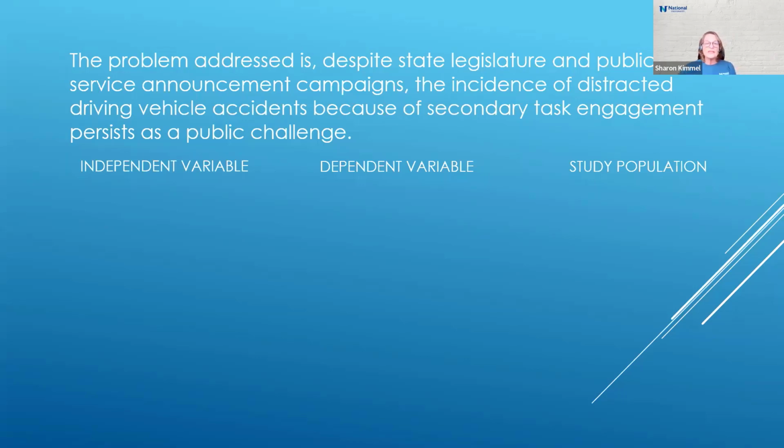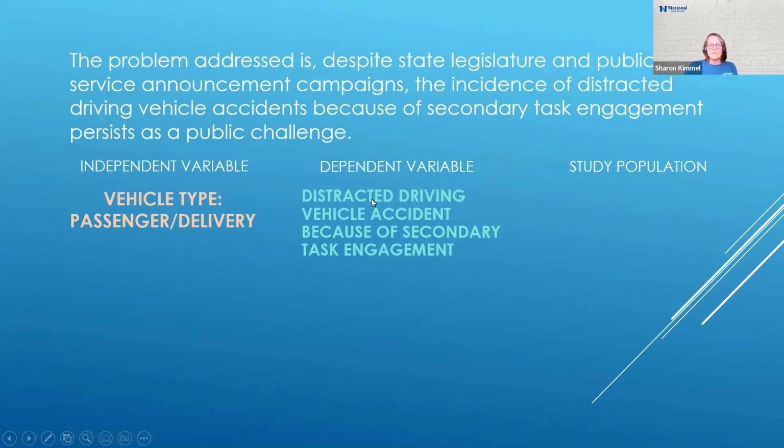What we do is we identify what our independent variable is. The independent variable here is the vehicle type. This is a group comparison, and we've got passenger versus delivery. And then we've got a dependent variable, which is distracted driving, vehicle accident because of secondary task engagement. And our study population is US drivers.